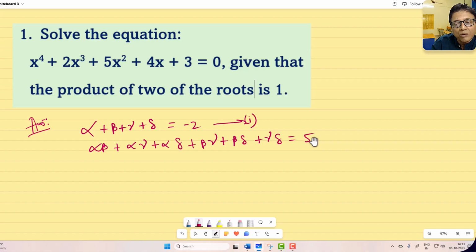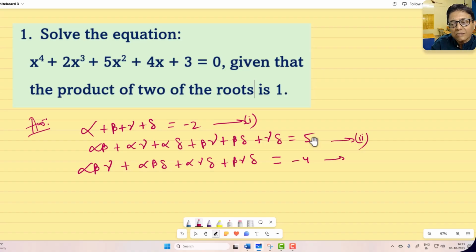Take this one as number 1, number 2, and the product of the roots taken 3 at a time will be equal to minus 4. And also alpha beta gamma delta equal to 3. Okay.